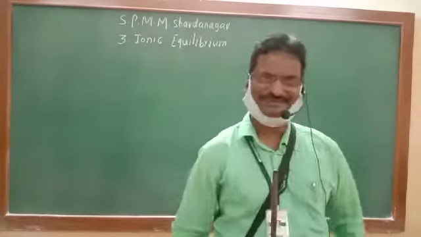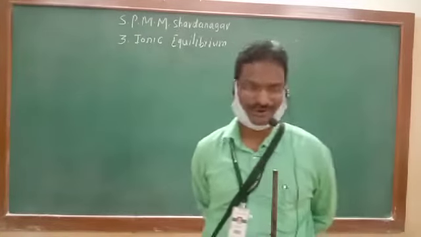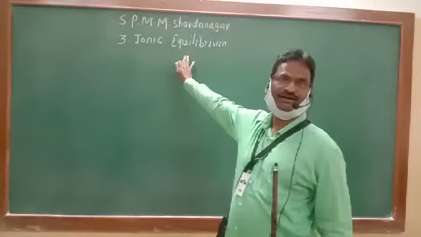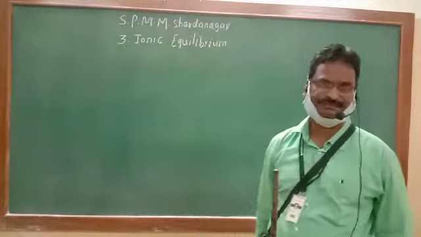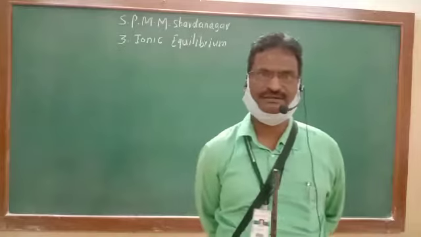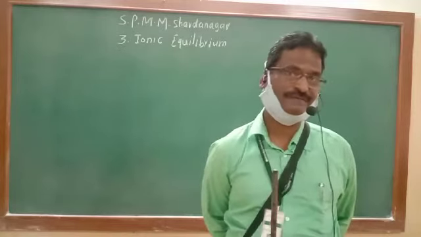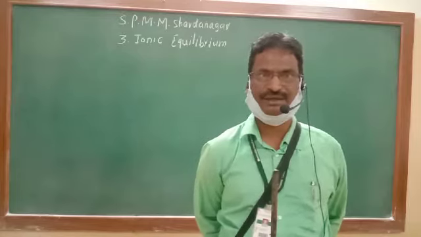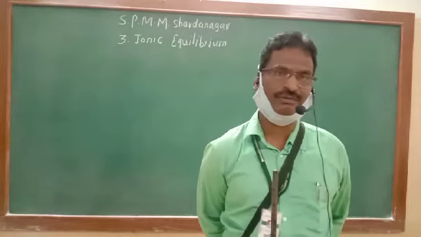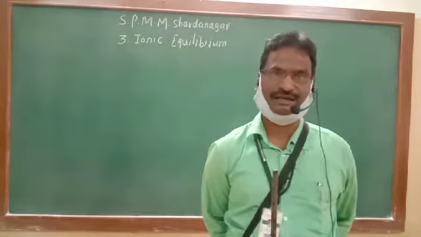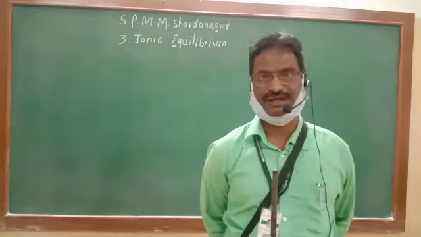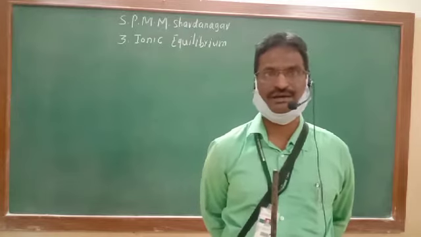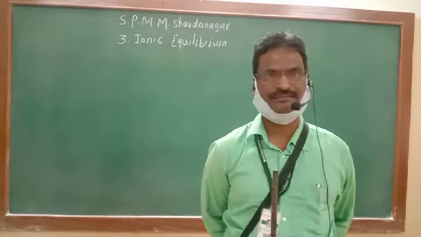Hello students, good morning. You are welcome in lecture number 3 of the chapter on Ionic Equilibrium. In the last lecture, we started with theories of acids and bases. In all, 3 theories we have completed: the classical theory, the Arrhenius theory, and finally the Lowry-Bronsted theory.